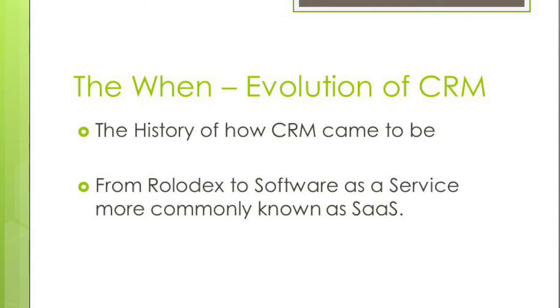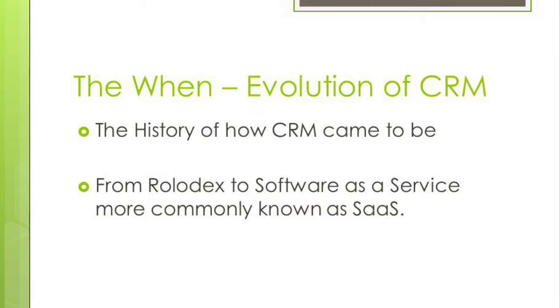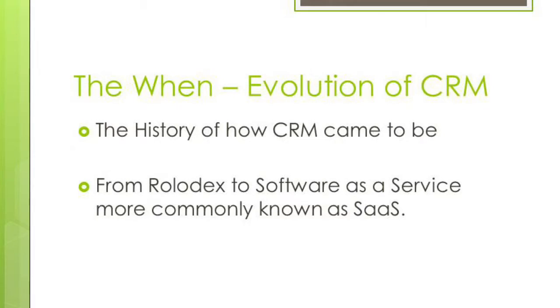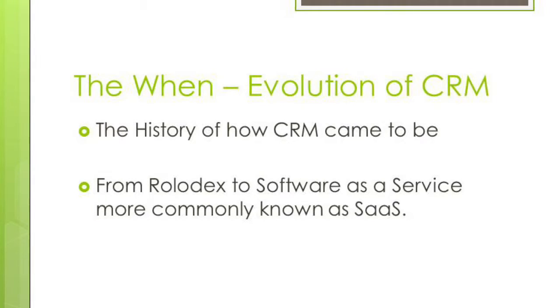The when, the evolution of CRM. So we're going to talk a little bit about the history of how CRM came to be, that it started off as a simple Rolodex to now software as a service, more commonly known as SaaS. So CRM, in its basic form, started off as simply using a Rolodex or an address book to manage your contact data. In the 1980s, contact management software and data marketing tools started to be developed. The leader at that time was a software called ACT.